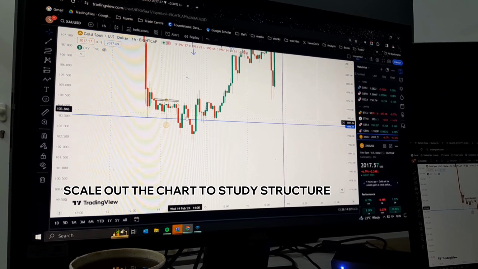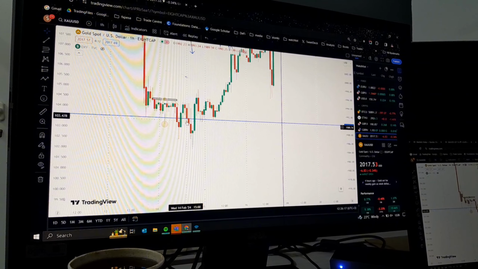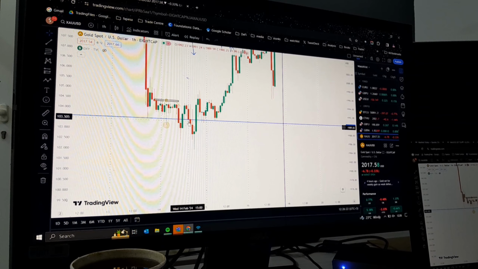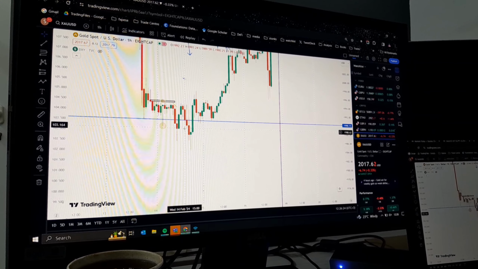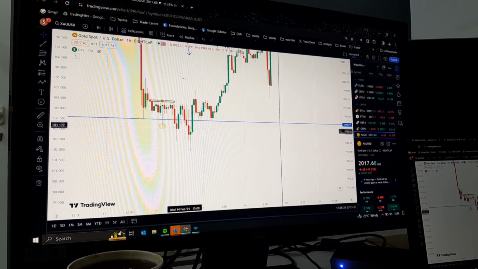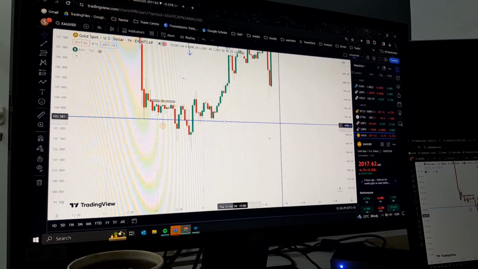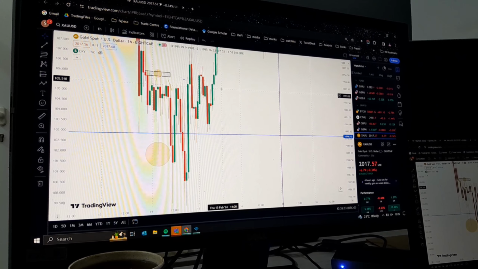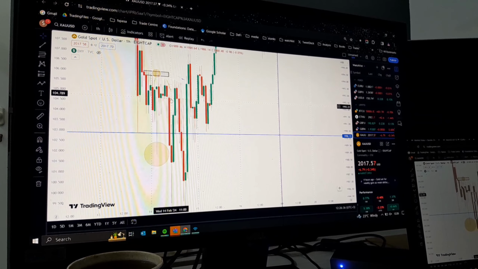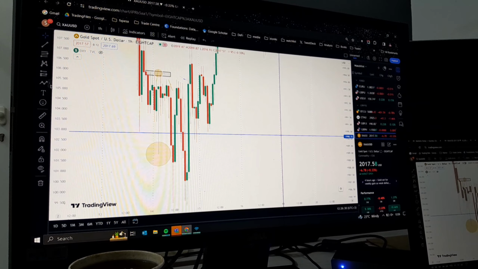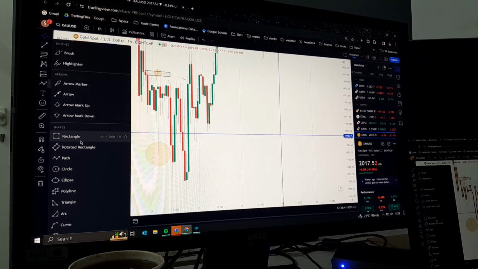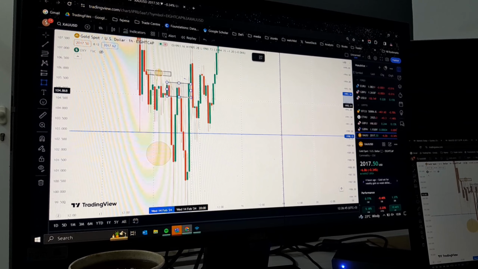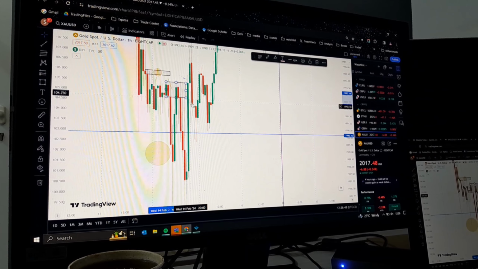Once it rejects and closes, we are looking for an FVG at this candle, which is at 15. That's where we'll be looking for our FVG. Once the inducement is taken out, we have this double marabuzo right here. Please watch the previous videos on how to mark a double marabuzo, what a double marabuzo is.